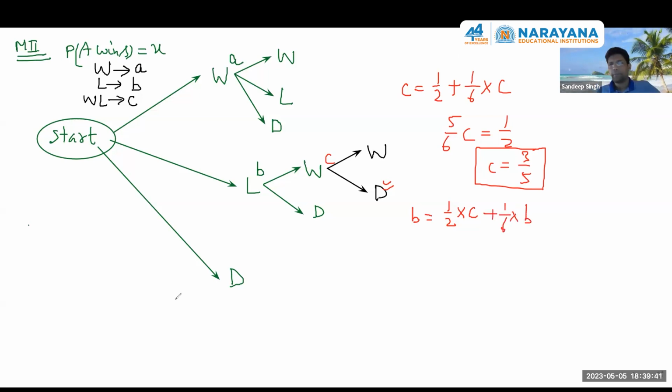Is this understood by everyone? Yes, sir, half into C. See, what is half, beta? Half is winning. After the first loss we are talking. After the first loss, what is the chance of winning that match? That is half. And after that winning the tournament, that we have taken as C, no? Yes, sir, understood. So that is where C is written, and plus 1/6, this is D.